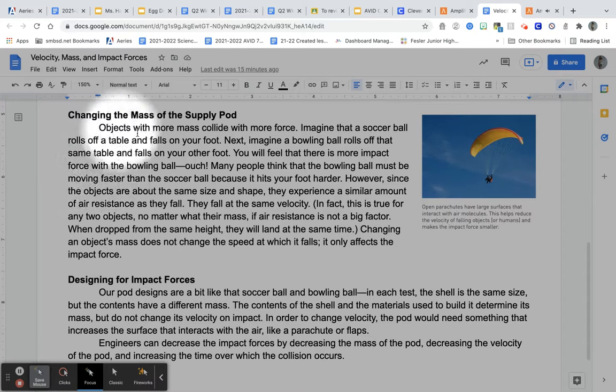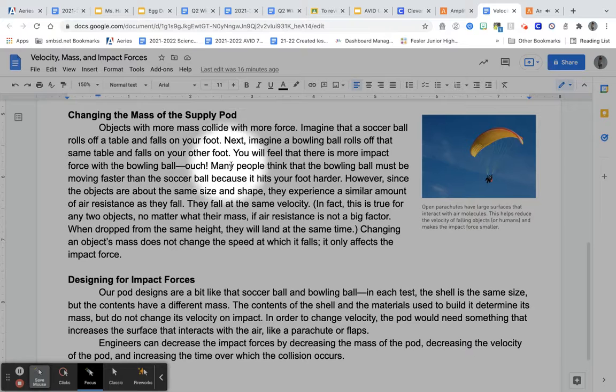Changing the mass of the supply pod. Objects with more mass collide with more force. Imagine that a soccer ball rolls off a table and falls on your foot. Next, imagine a bowling ball rolls off that same table and falls on your other foot. You will feel that there is much more impact force with the bowling ball.